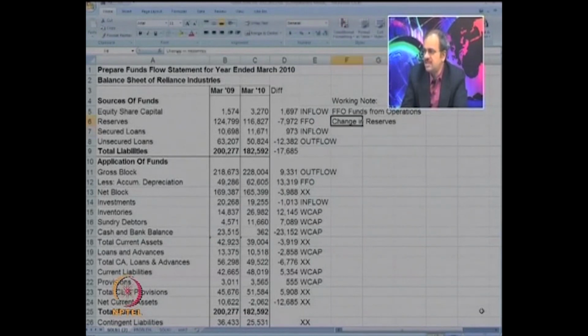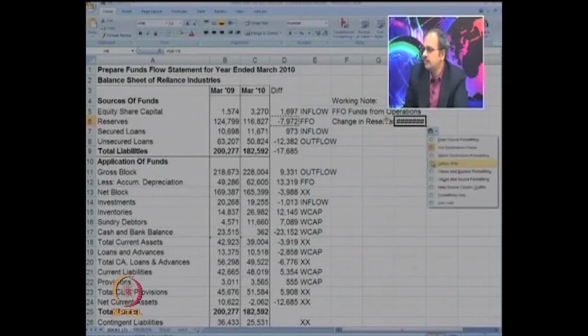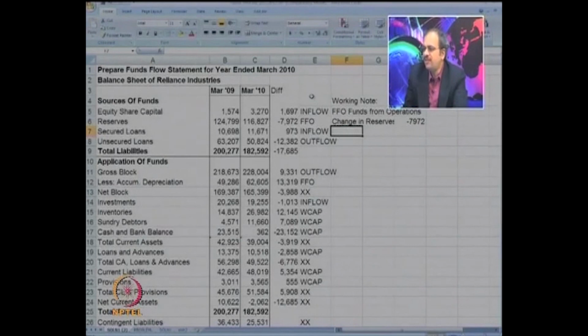So the amount which is given here is in negative. Same amount we will take as changes in reserves. Now look for FFO items as we have marked. The first one, we have already taken care of. The next is accumulated depreciation. Will it be added or deducted to reserves? Answer is it will be added.